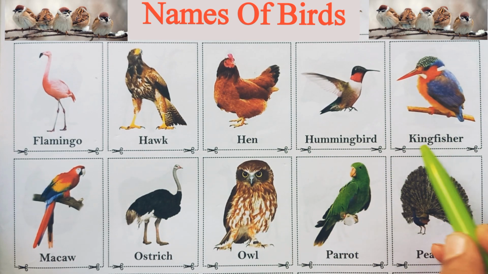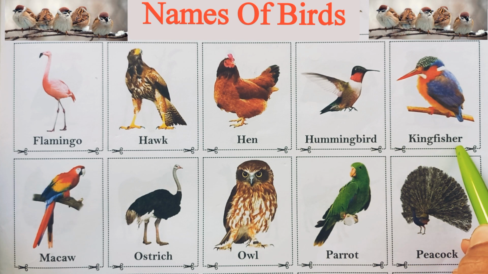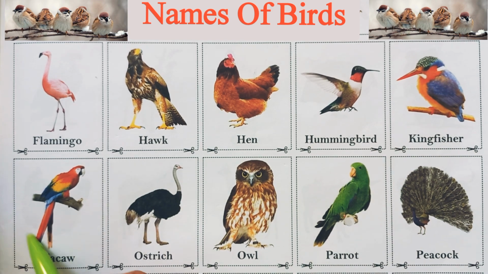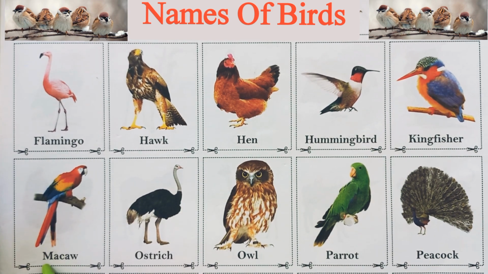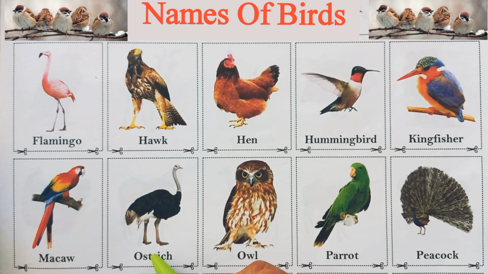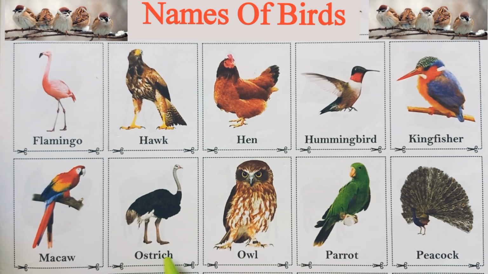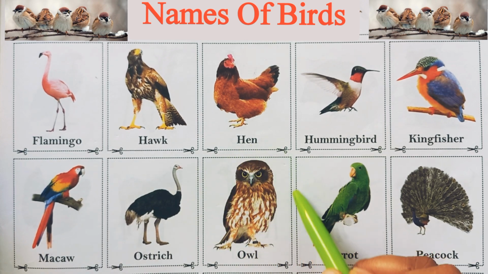Kingfisher. K for kingfisher. Macaw. M for macaw. Ostrich. O for ostrich. Owl.